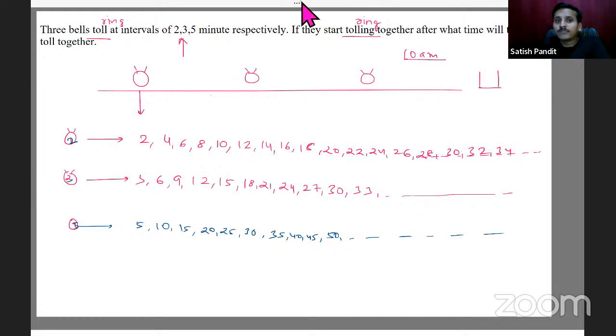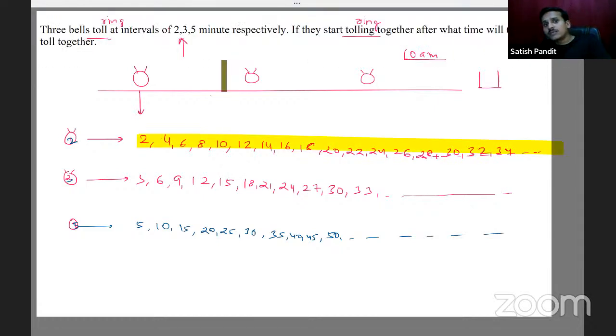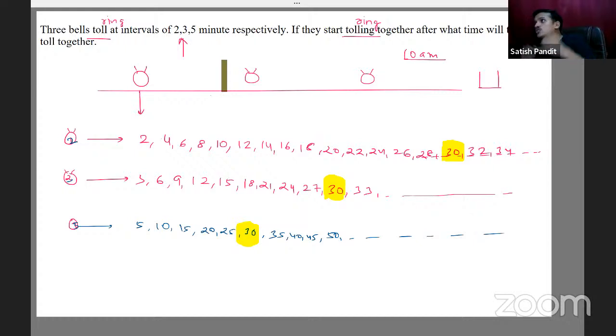If you look carefully, in the multiples of this you have 30, in the multiples of this you have 30, and in the multiples of this you have 30. If you keep writing, you'll get more common multiples, but the first common multiple, the least common multiple, is this only. That means all 3 bells will ring again at 10:30. Yes or no, everyone? If you start at 10 o'clock, all 3 bells will ring together again at 10:30 only.